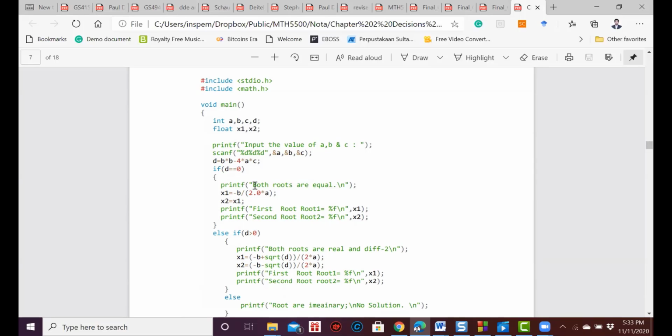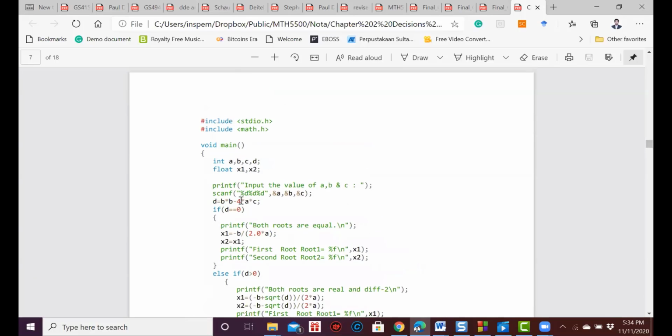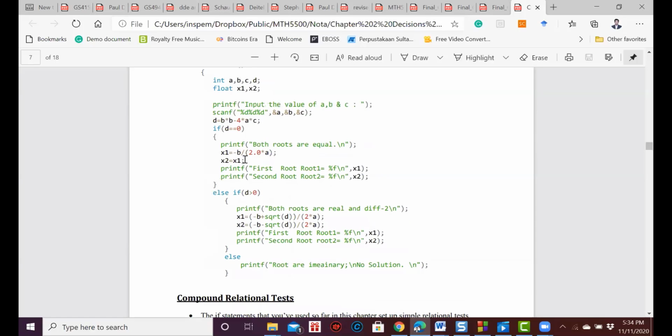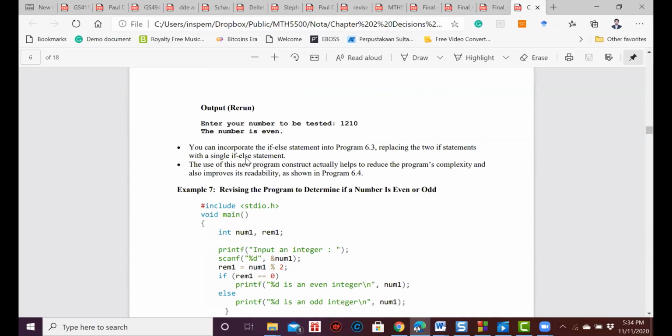I think all of you know both roots are equal. So we can calculate x1 as minus b over 2a. Then x2 is equal to x1, because we know that if d is equal to 0, x2 is equal to x1. Same roots. So the first root is x1, the second root is x2. In this case, we are using if else if.